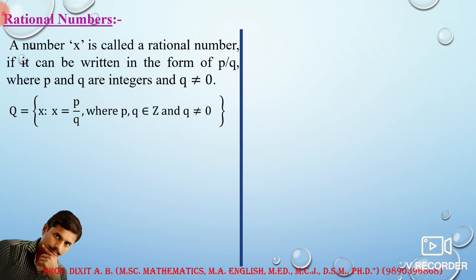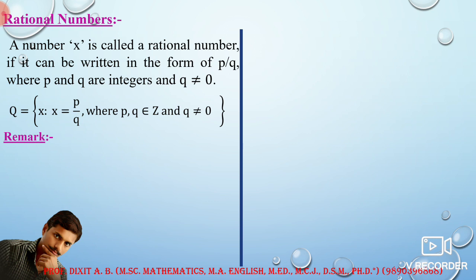What will happen if the denominator is 0? If the denominator is 0 for any number, that number is not defined. So q should not be equal to 0.